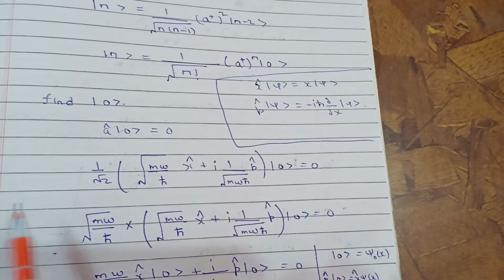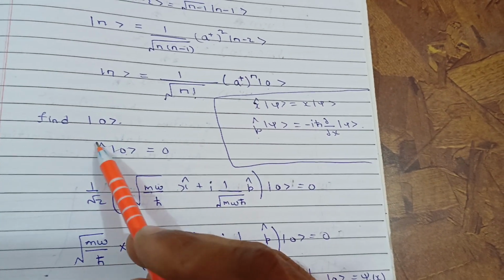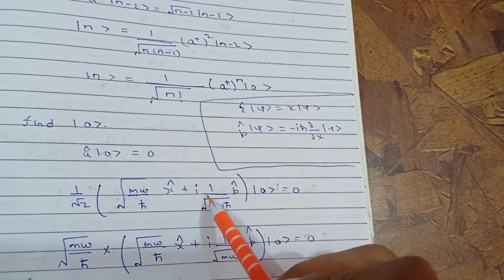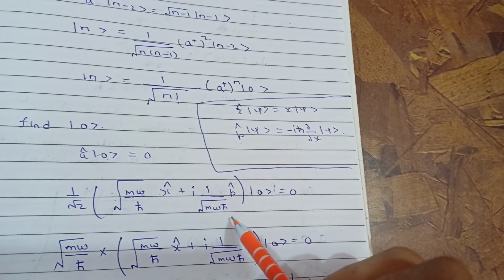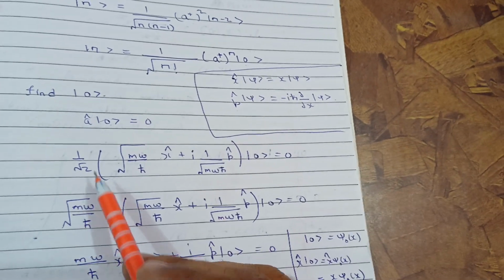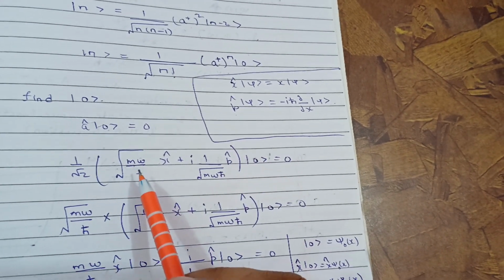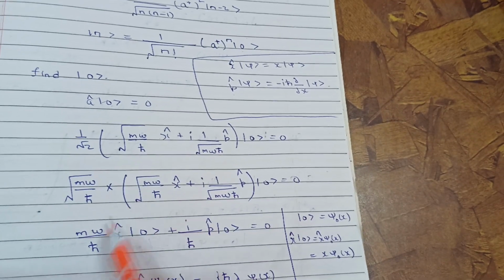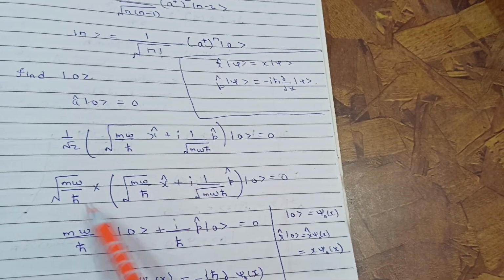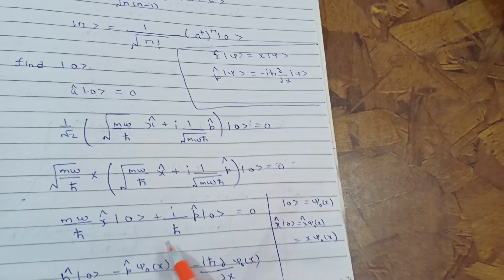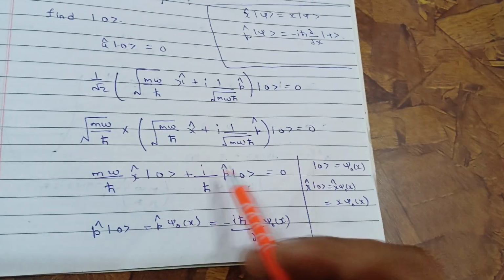Let's see how. Now for a, we already know the expression for the a operator, that is 1 upon root 2 under root m omega by h cut x cap plus iota 1 upon root m omega h cut p, acting on the ground state equal to 0. Now let's simplify this. Just multiply under root m omega by h cut inside. So it will give you m omega by h cut x plus, and in this one under root m omega will cancel out, and root h cut will give you h cut. So this will be this.